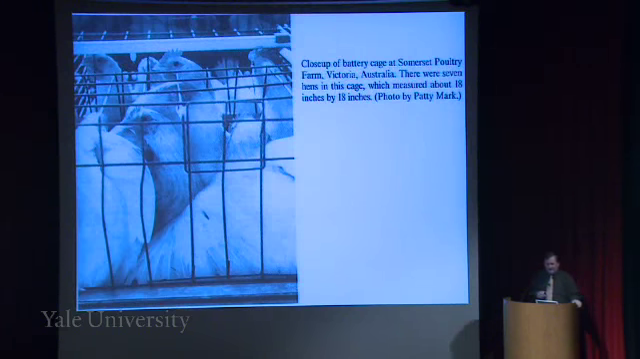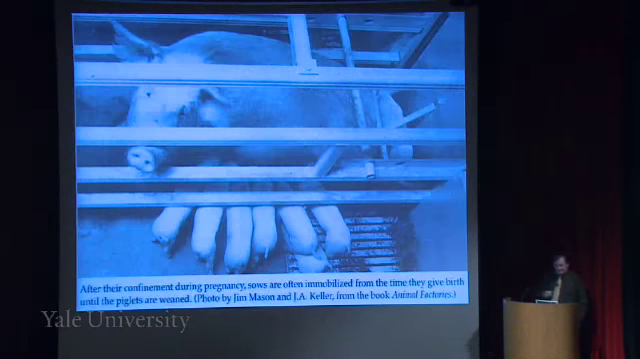The battery cage, here's a picture from Australia of a typical battery cage. In this case, there were 7 hens in this cage, which measured 18 inches by 18 inches. This is from a book called Animal Factories, and the heading on the little caption there, if you can't read it, says, after their confinement during pregnancy, sows are often immobilized from the time they give birth until the piglets are weaned.